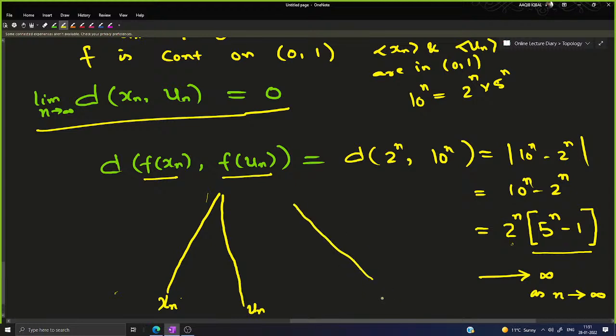f of x n और f of u n, ये एक दूसरे से दूर, they are deviating from each other. The distance between their images is going to infinity as n goes to infinity. तो पॉइंट्स एक दूसरे के close आ रहा है, the points are coming closer and closer to each other, but their images are going away and away from each other.